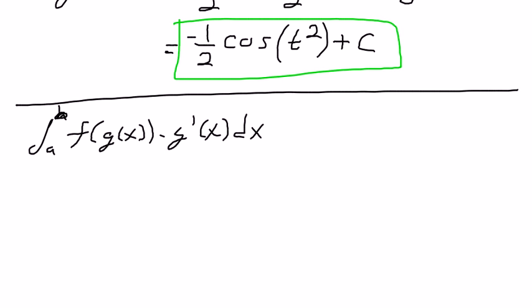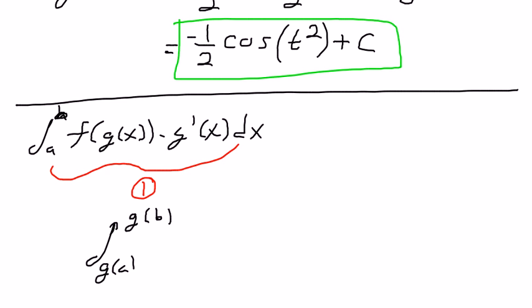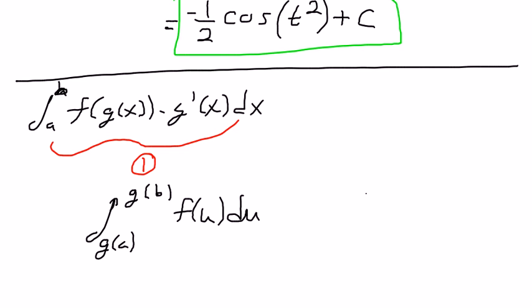So now, when you do the evaluation, when you let u equal whatever it is inside, you now need to change the limits. You have to change the limits according to the substitution. What this becomes is similar to before. What we're going to have now is g at b and g at a for our limits of a function f of u du. Alright, let's go over an example of this.